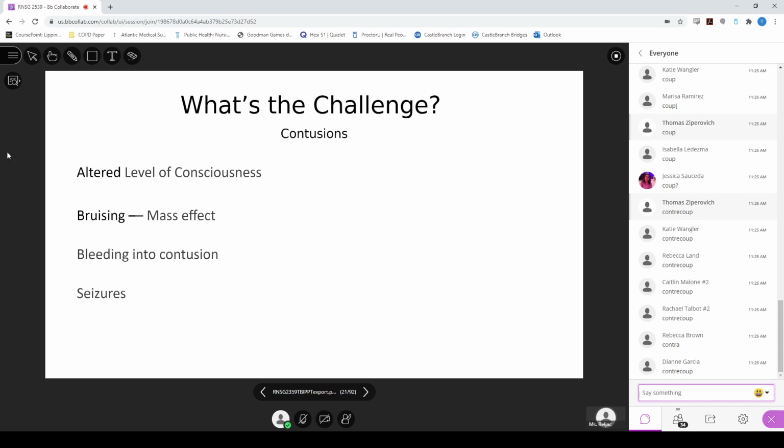Then you have the bruising. And the bruising causes edema, right? So that causes swelling and causes more pressure. And then when they bleed into that bruise, into that contusion, what do you need to monitor? Yes, that's right. Good job.